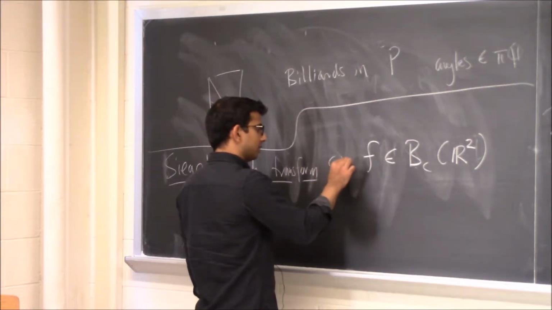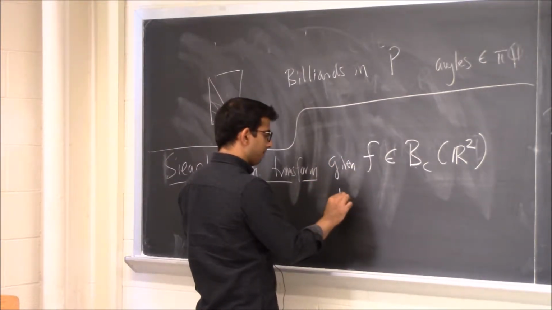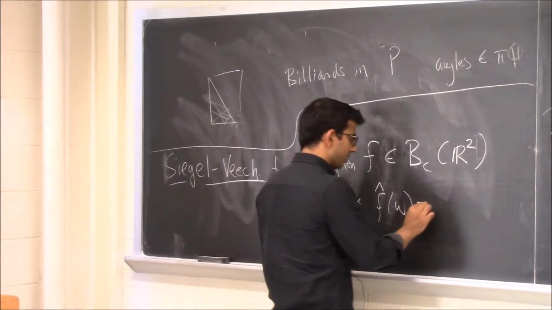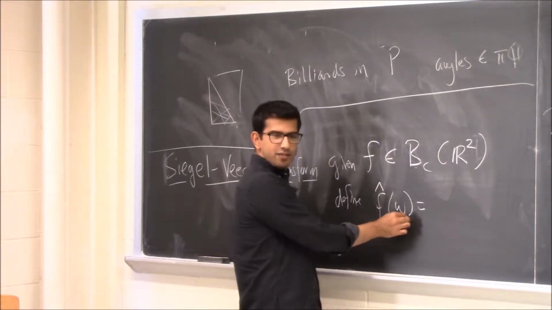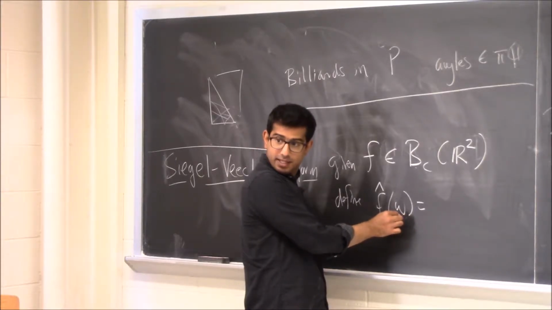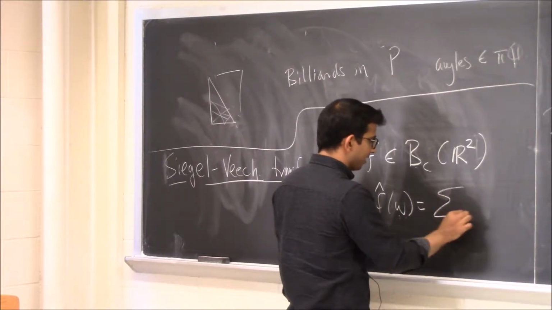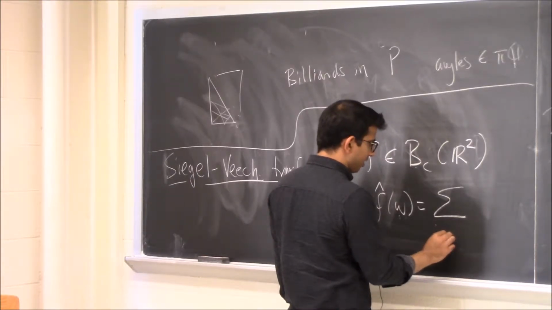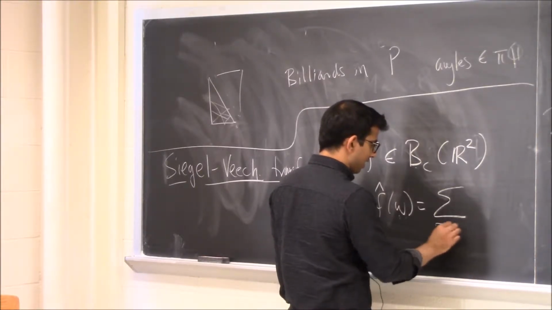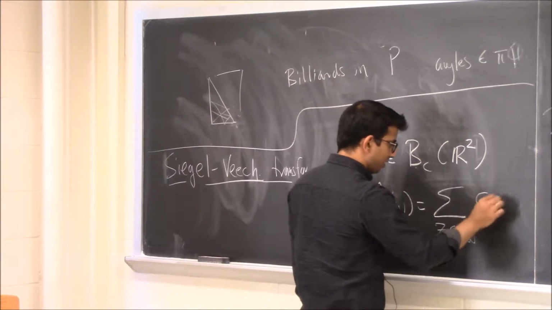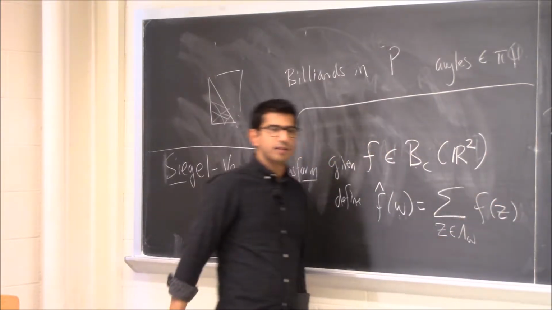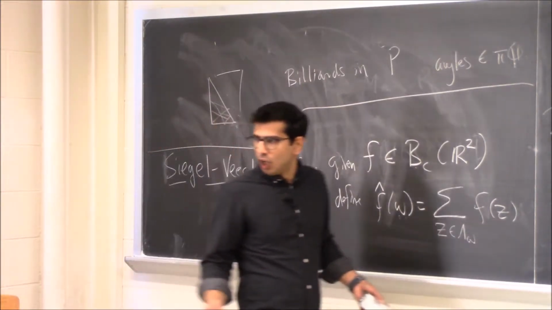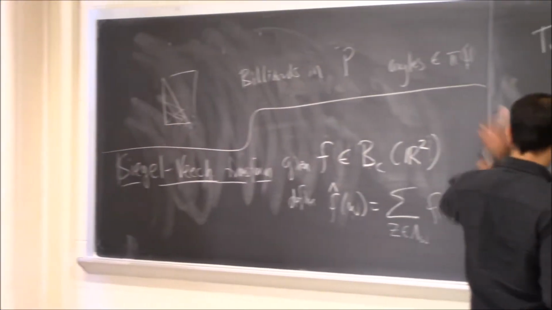Given f, define f hat of omega. So this really means of x omega. I'm going to make the x implicit. I'm just going to write the one form to be the sum over all vectors z in lambda omega of f of z. So I just add up the function over all of the saddle connections.